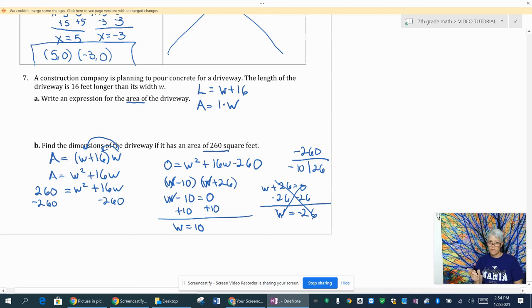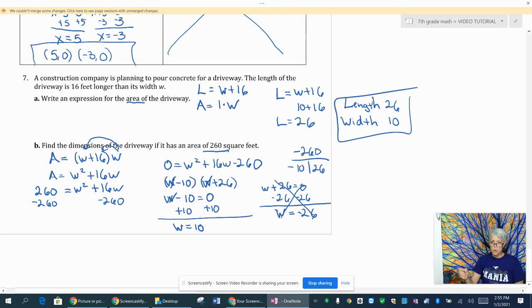We're not done. I have to find the length. So I'm going to go back to my original L equals W plus 16, and I'm going to put a 10 in there. So now L equals 26. So I now know that the length is 26 and the width is 10. Boom, boom, boom. We're done. Good luck on the assignment.